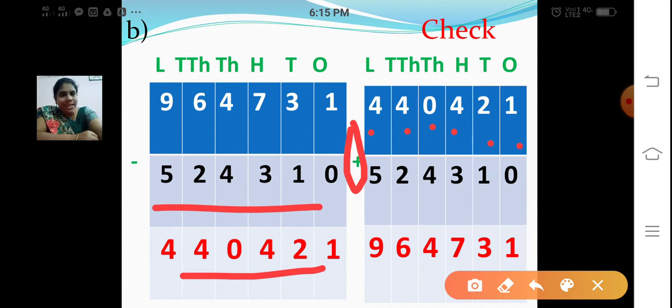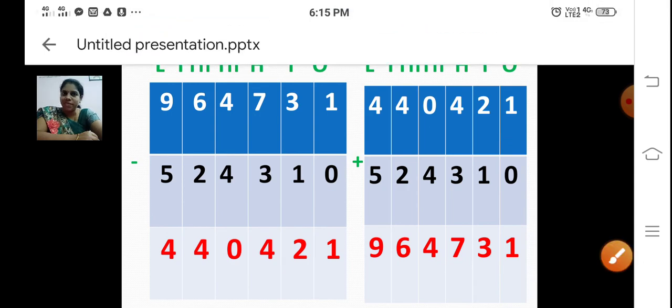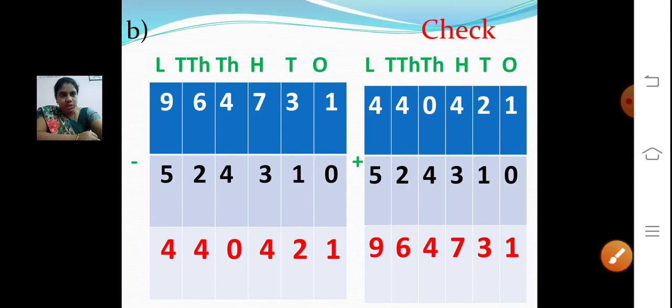4,40,421 plus 5,24,310. Add these two numbers. First we have to add the ones place. We have to start from the ones place, right? So let's add the ones place.